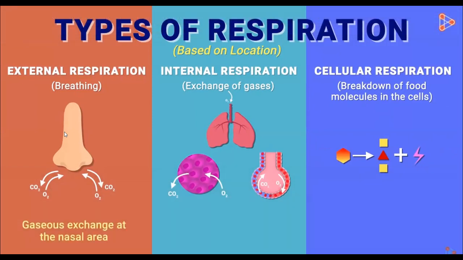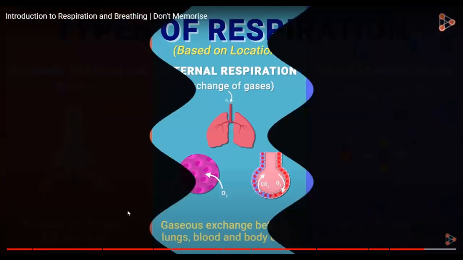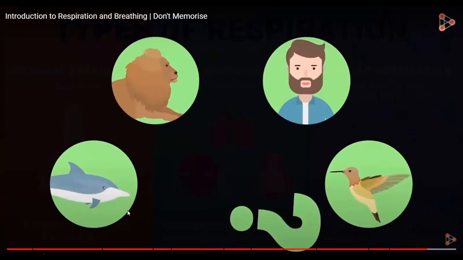External respiration is where gaseous exchange occurs at the nasal area. Internal respiration is where gaseous exchange occurs between the lungs, blood, and the cells, while cellular respiration is restricted to the cells only.